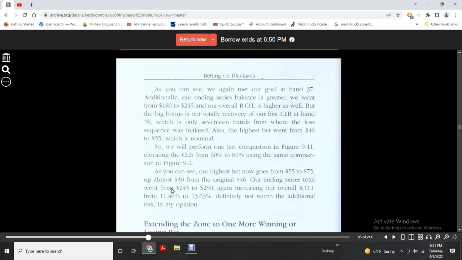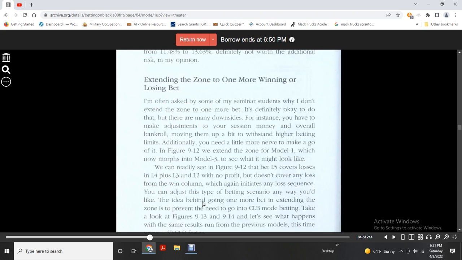So we perform only one last comparison, figure 91, evaluating the current level of betting from 60% to 80%, and the same comparison with figure 92. As you can see, the highest bet now goes from $55 to $75, almost $30 from the original $46. Our ending series total went from $245 to $280, again increasing our overall return on investment from 11.48% to 13.63%. Definitely not worth an additional risk, in my opinion.